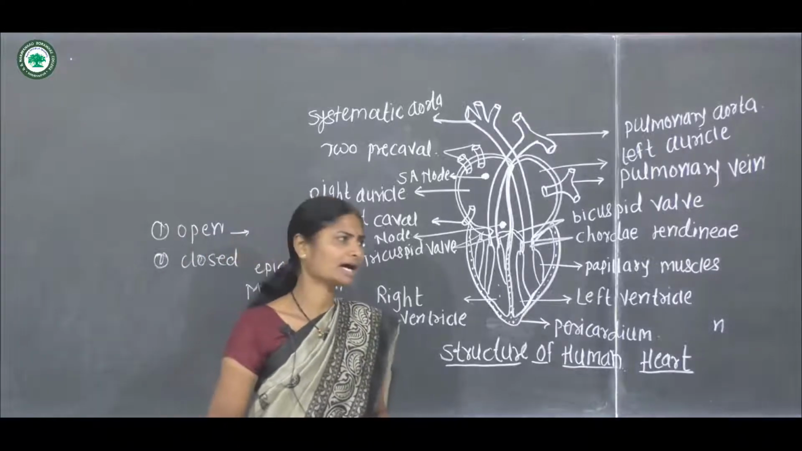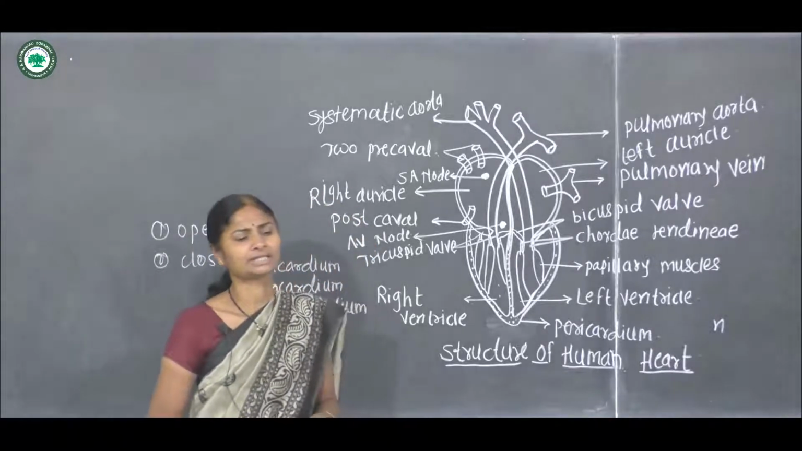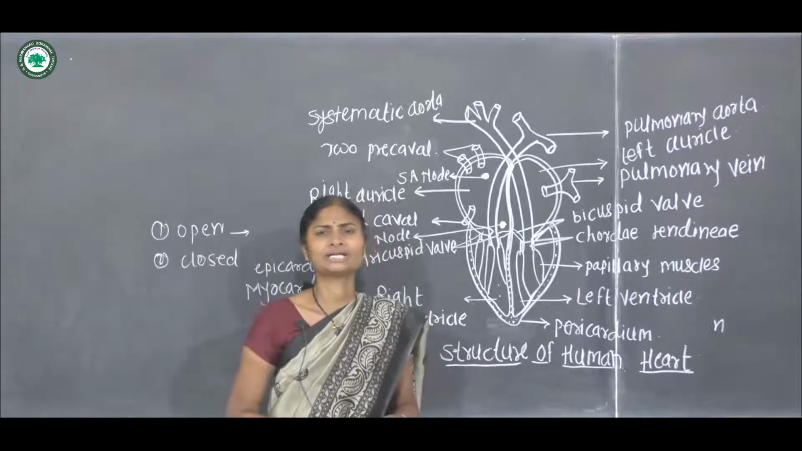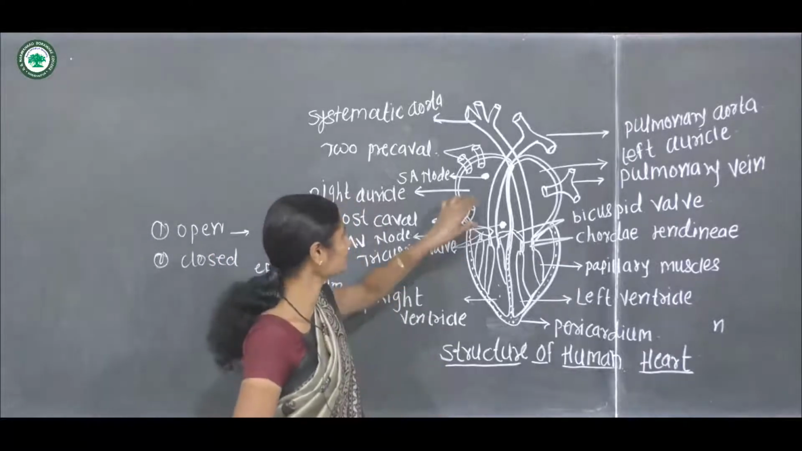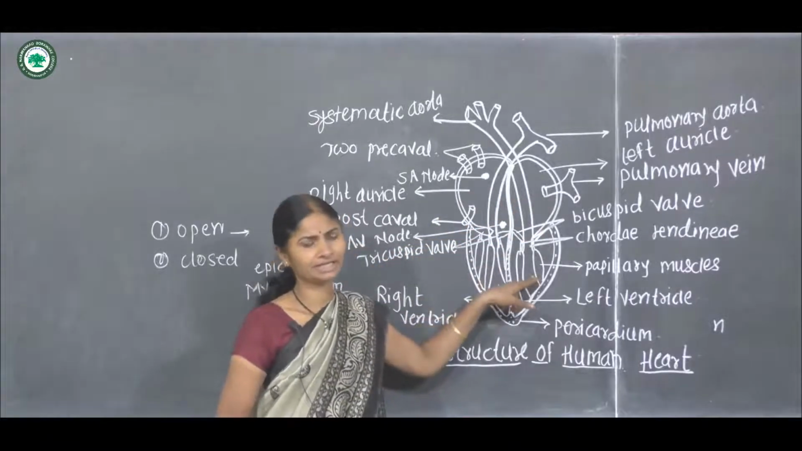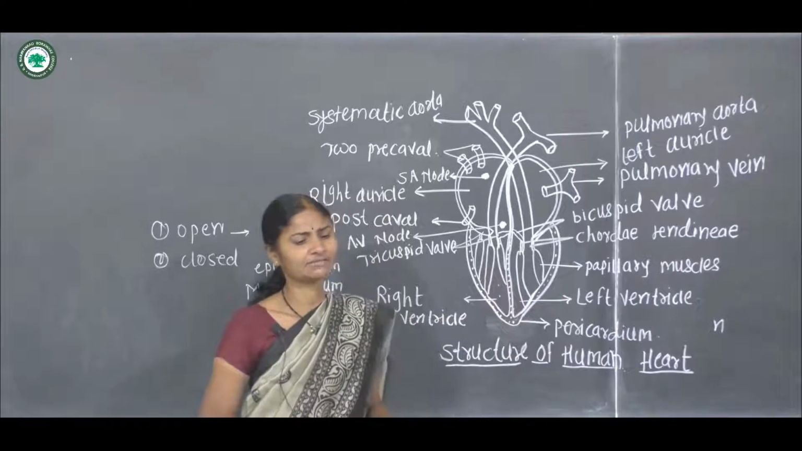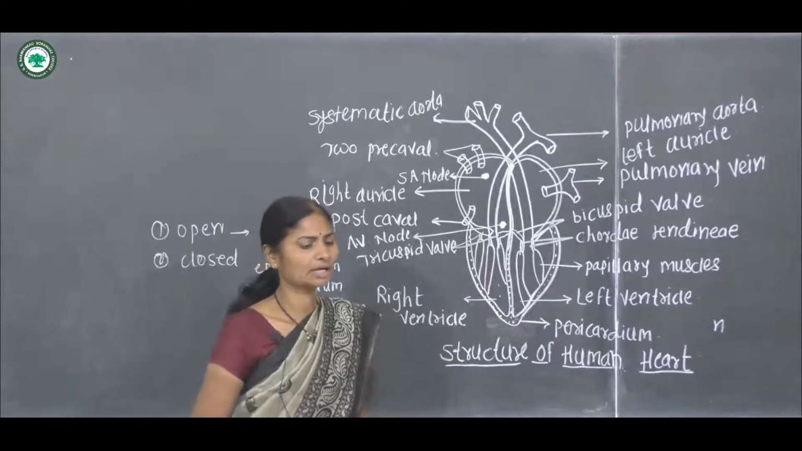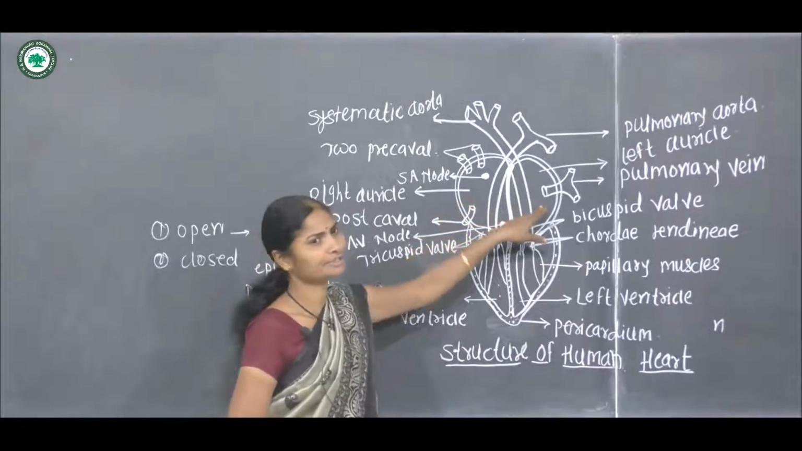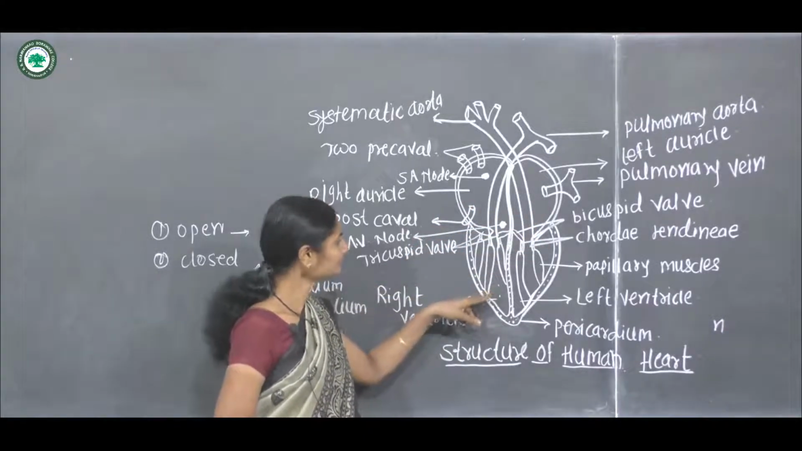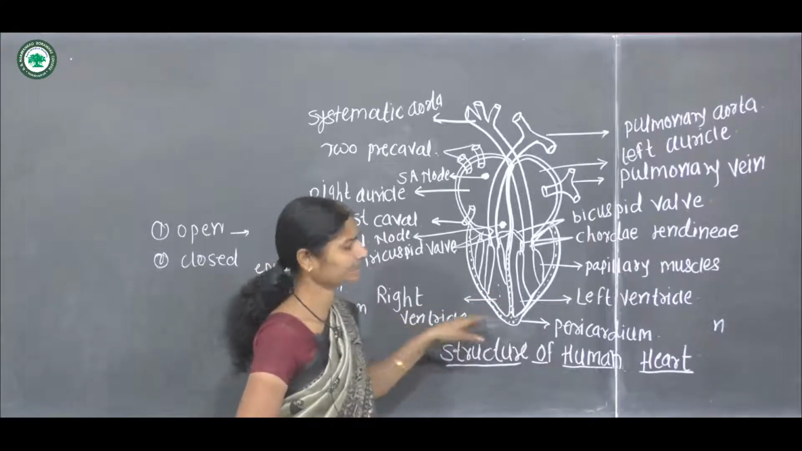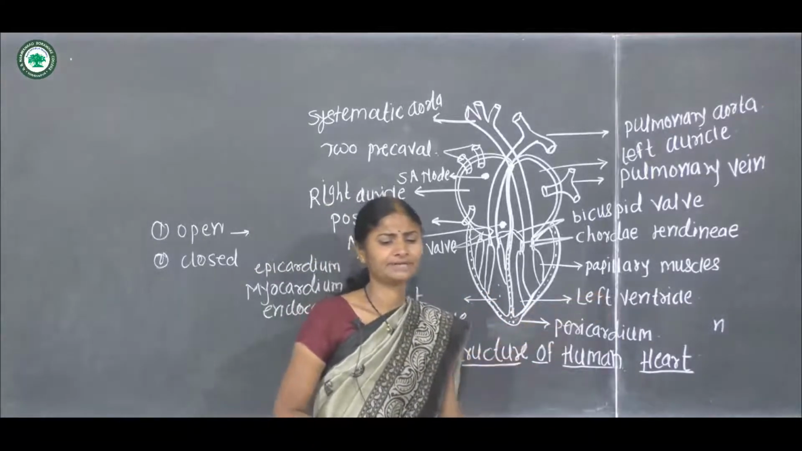Chambers of the heart. The heart is four-chambered, namely two auricles, which are thin-walled, and two ventricles, which are thick-walled. The auricles are named right auricle and left auricle. Similarly, the ventricles are named right ventricle and left ventricle.